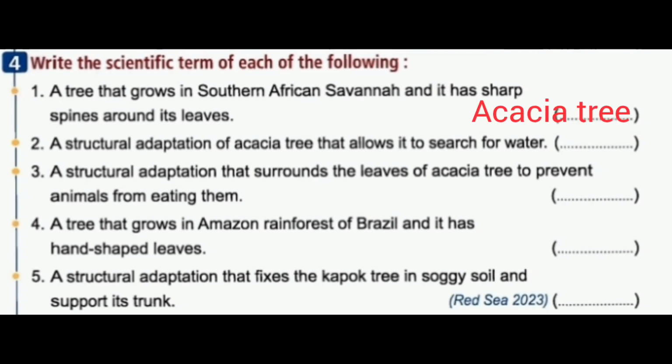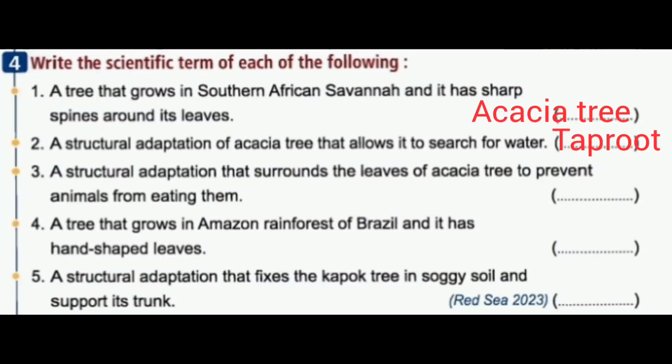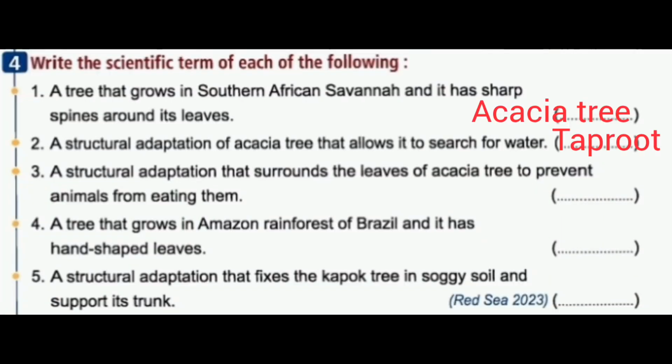Number 2. A structural adaptation of acacia tree. So he wants a part of the tree. A structural adaptation of acacia tree that allows it to search for water. Taproot. Number 3. Structural adaptation that surrounds the leaves of acacia tree to prevent animals from eating them. Sharp spines.